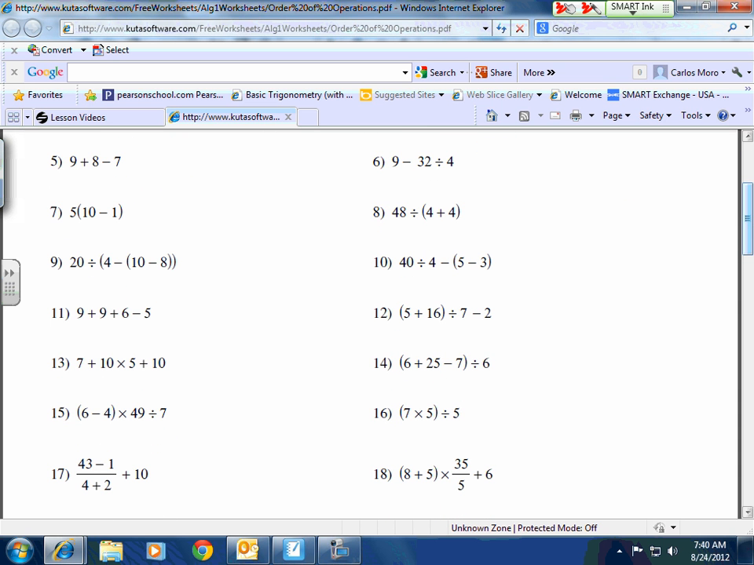Okay. We're looking at 9. 20 divided by (4 minus (10 minus 8)). Okay, let's follow the order of operations. 10 minus 8 is 2. Then I'm going to have 20 divided by (4 minus 2), which is in parentheses, which equals 2, and that's going to be 10.